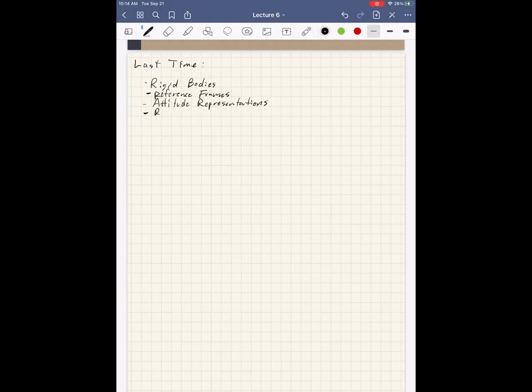Then we talked a bunch about rotation matrices. And these are the mother of all rotation representations in some sense. They're the most natural one and the one that has the least number of quirks, let's say.